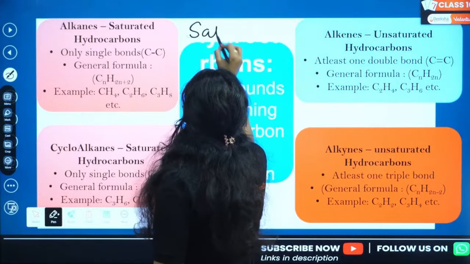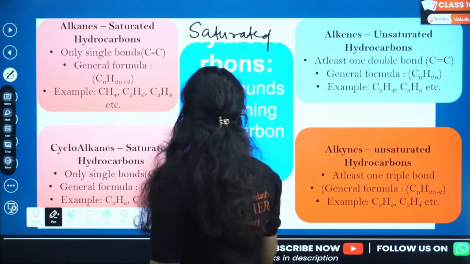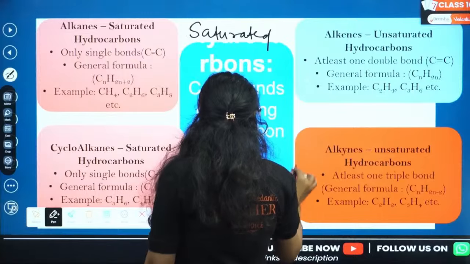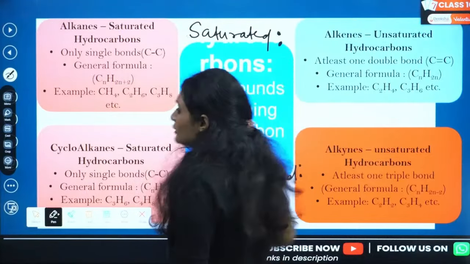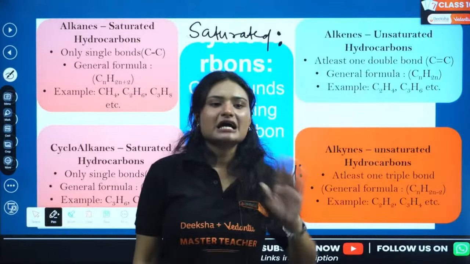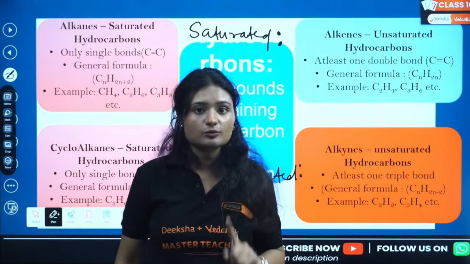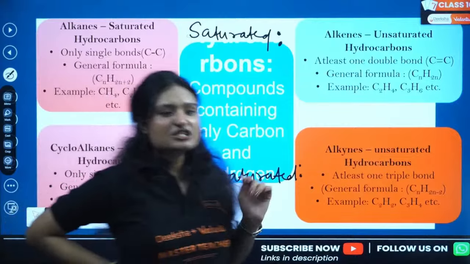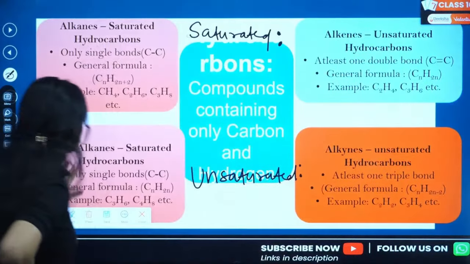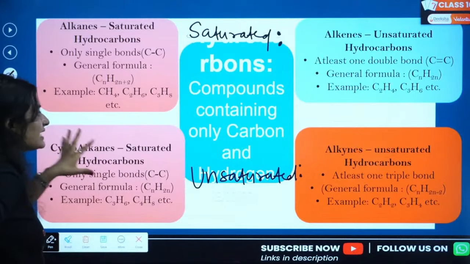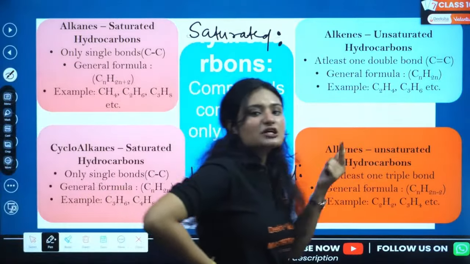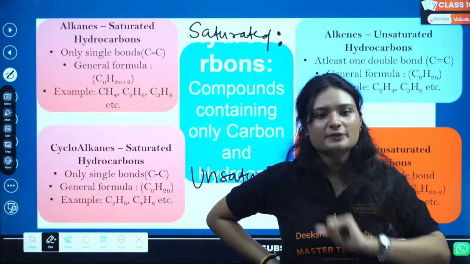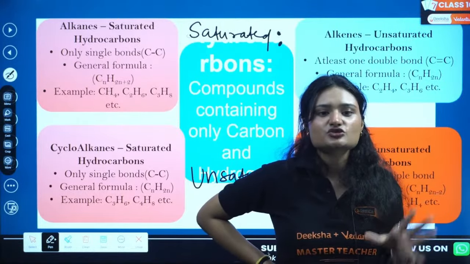What does saturated mean? Saturated means they do not have any double or triple bond. They only have single bonds. If only single bonds are there, that is called a saturated compound, for example, alkanes and cycloalkanes. Clear? Unsaturated compounds are those that have at least one double or triple bond. They have either a double bond or a triple bond, and one of those should be there. That is unsaturated hydrocarbons.